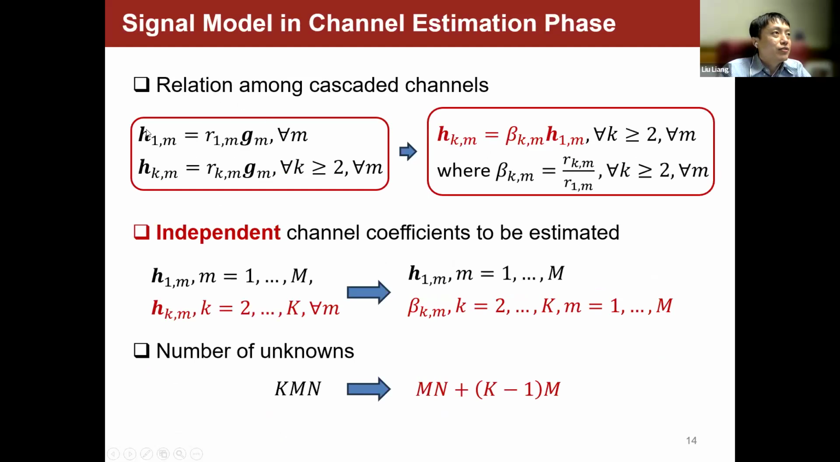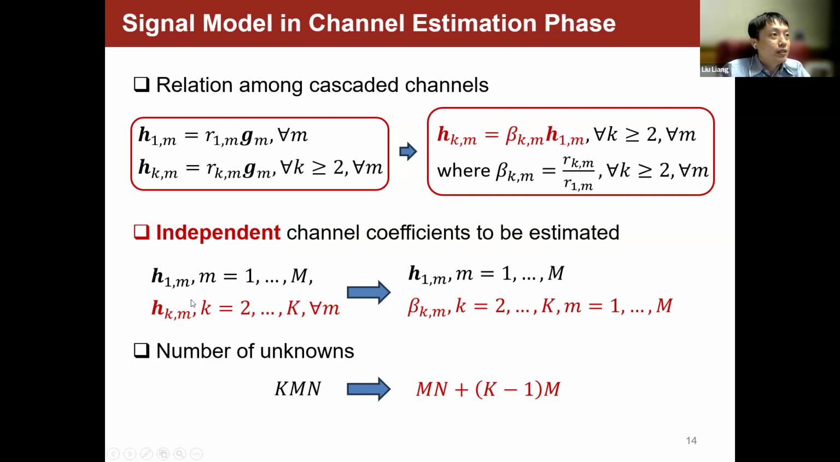And we can mathematically model this. For example, H_1m is the product of R_1m and G_m. H_km is equal to R_km times G_m for each k no smaller than 2. And this means that for k larger than or equal to 2, I can express its channel H_km as the product of beta_km and H_1m. Beta_km is the ratio between R_km and R_1m. And this means that if we know H_1m, when we estimate H_km, k larger than or equal to 2, then we don't need to estimate the whole vector. We just need to estimate one scalar beta_km. After we know beta_km, we multiply it by H_1m, and we know the overall vector, which is an N by 1 vector. To estimate H_2m, for example, I just need to know beta_2m. I don't need to know the whole N unknowns because I already know H_1m.